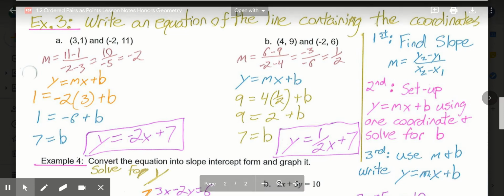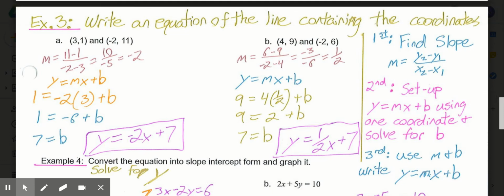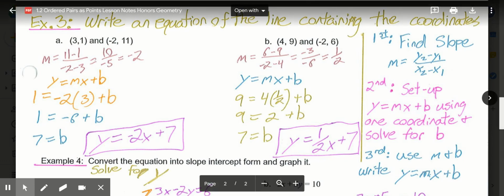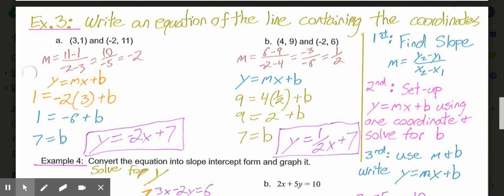1/2 times 4 is 2. So 9 equals 2 plus b. Subtract 2 from each side to solve for b, and b equals 7. So then we're going to use step 3, using m and b, rewrite our final equation. So y equals 1/2 x plus 7.